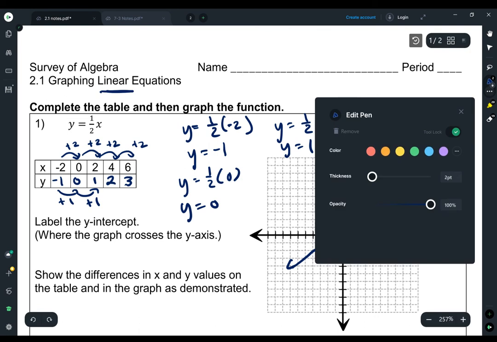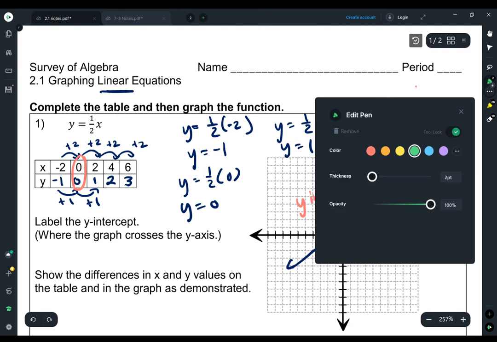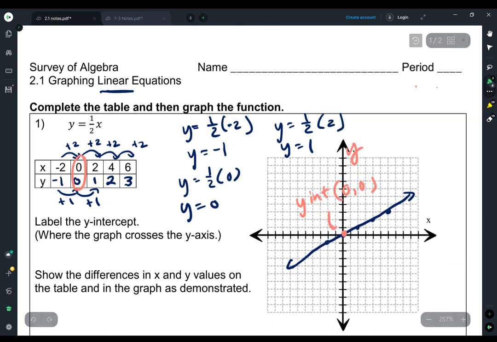So now I'm going to do all these extra things that it's asking me to do, and I'm going to switch colors for this. So it is saying to label the y-intercept. So it's where the graph crosses the y-axis. So my y-axis is this vertical axis, and my graph is crossing it right here. And so my y-intercept is 0, 0. And I notice that I also have a 0, 0 in the table. Makes sense. And then I want to show the difference in x and y values in the table and on the graph. So in the table, I kind of already did that. I was looking at patterns. So I said my x's go up by 2, my y's go up by 1. But let's check that on my graph as well.